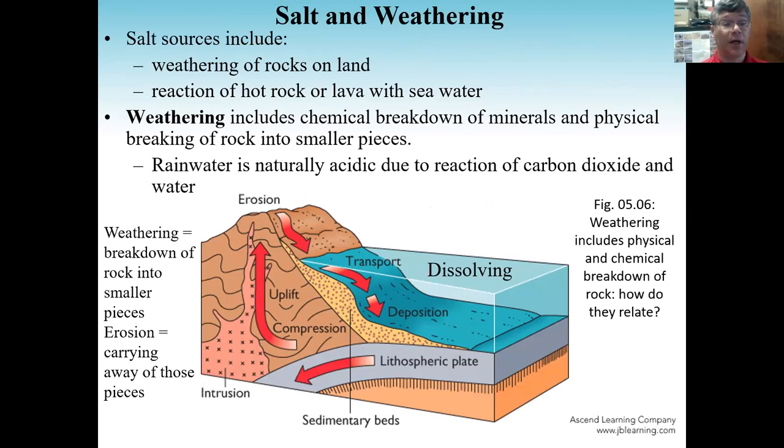Weathering is specifically the process of rock breaking down into smaller pieces as it is exposed at the surface. This includes both physical and chemical processes. Erosion is then the transport of these pieces, carrying them away. And these lead to a variety of minerals being available to dissolve in water and end up as salt in the oceans. We also have chemical reactions of especially hot rock and lava with seawater that allows salt to come into the ocean. I mentioned that a little bit earlier.